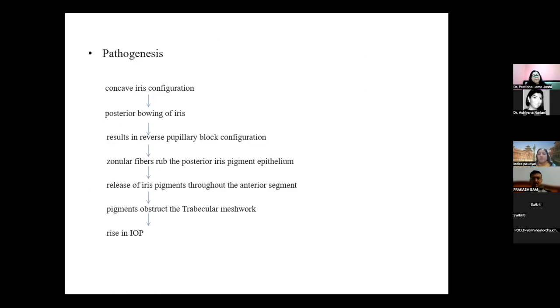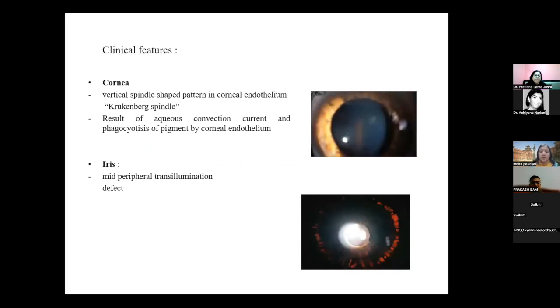Pathogenesis. In pigment dispersion syndrome, there is a concave iris configuration, which causes the posterior bowing of the iris, and it results in the reverse pupillary block configuration. The zonular fibers rub the posterior iris pigment epithelium continuously, which releases the pigments throughout the anterior segment, that blocks the trabecular meshwork, and it raises the intraocular pressure.